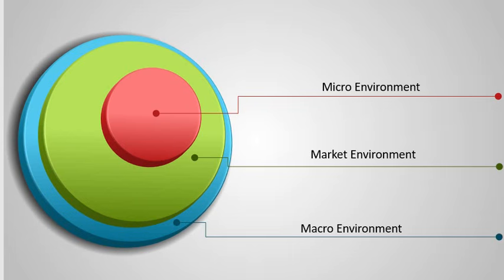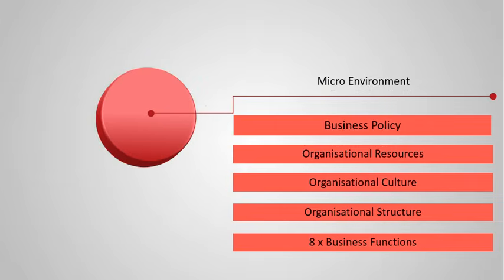Then we have the macro environment. The macro environment is the largest of the three environments. In fact, it is the environment which the business, the little red micro environment, has no control over. Things happen in this macro environment, in this large space, that influence and force a business to change the way it runs itself. So now we're going to break down every single environment. And by the time you get to the end of term one, you're going to know this by the back of your hand.